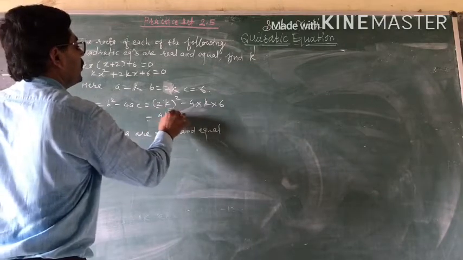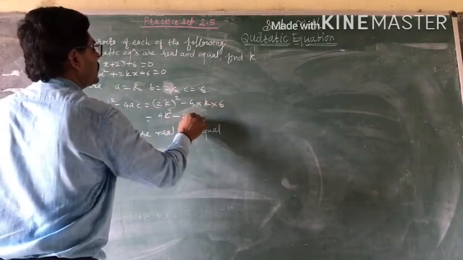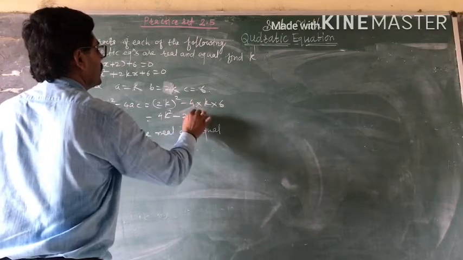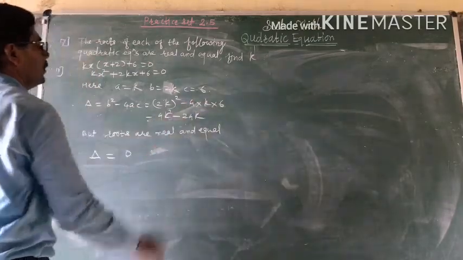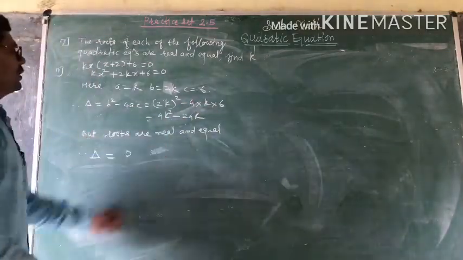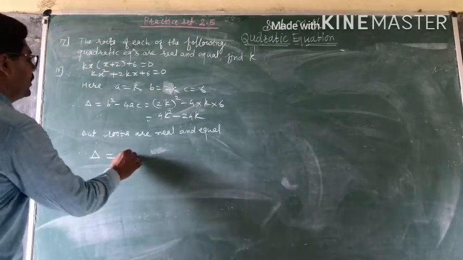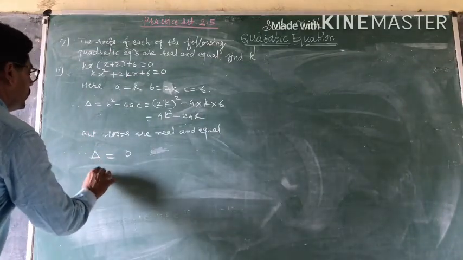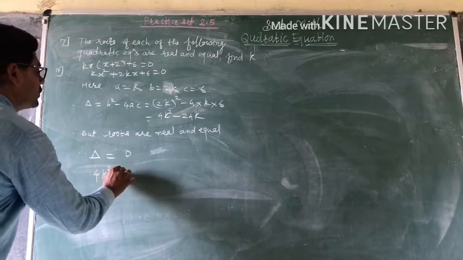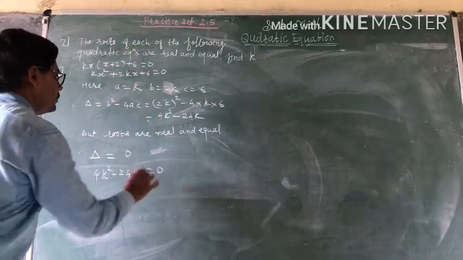B square is (2k) square minus 4 into k into 6. 4k square minus 24k. But the roots are real and equal. Therefore, delta is equal to 0. Here 4k square minus 24k is equal to 0.